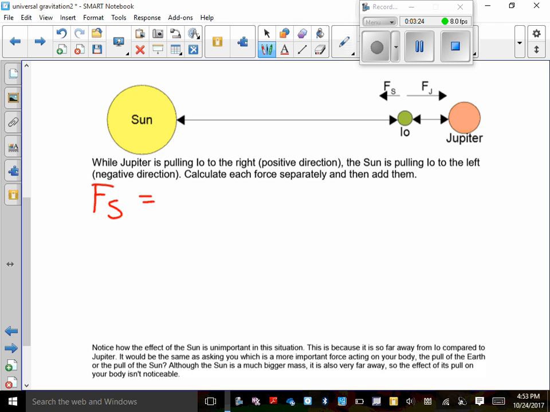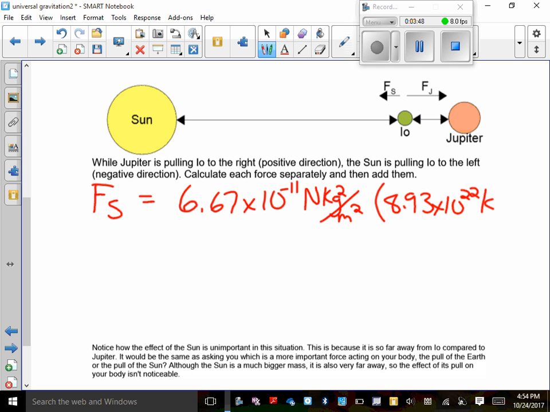So again, it's G m1 m2 over r squared. So 6.67 times 10 to the negative 11 Newton meters squared per kilogram squared. Okay, my first mass is going to be Io, 8.93 times 10 to the 22 kilograms. And then we're also going to times that by the mass of the Sun, 1.99 times 10 to the 30 kilograms.